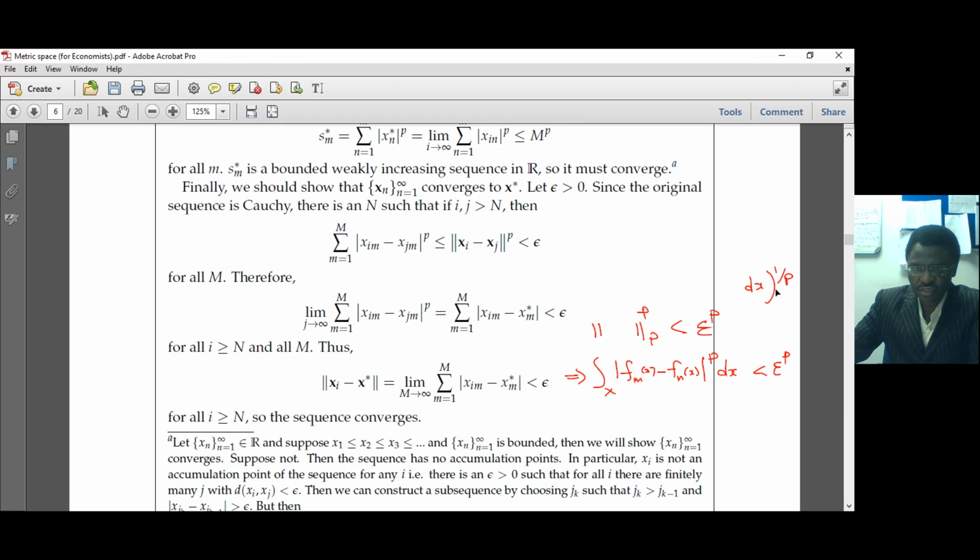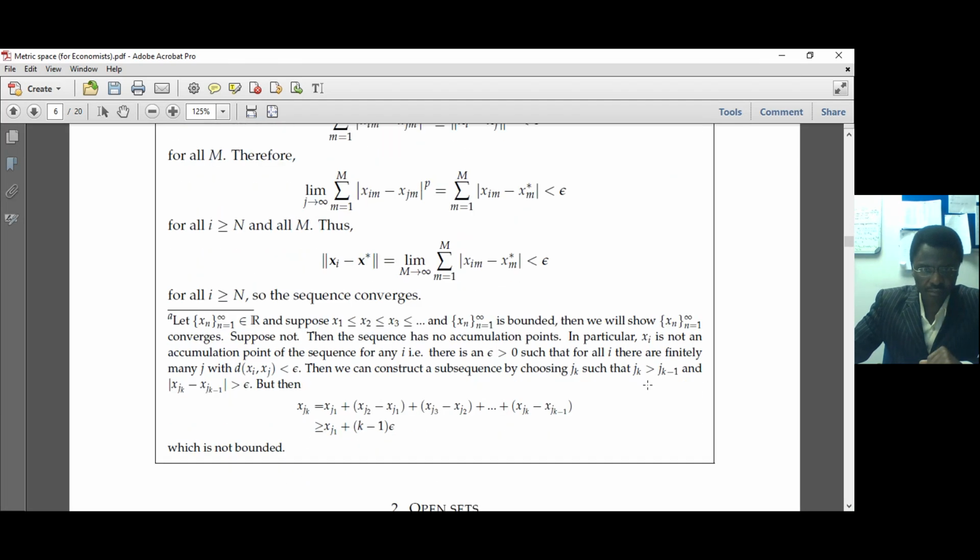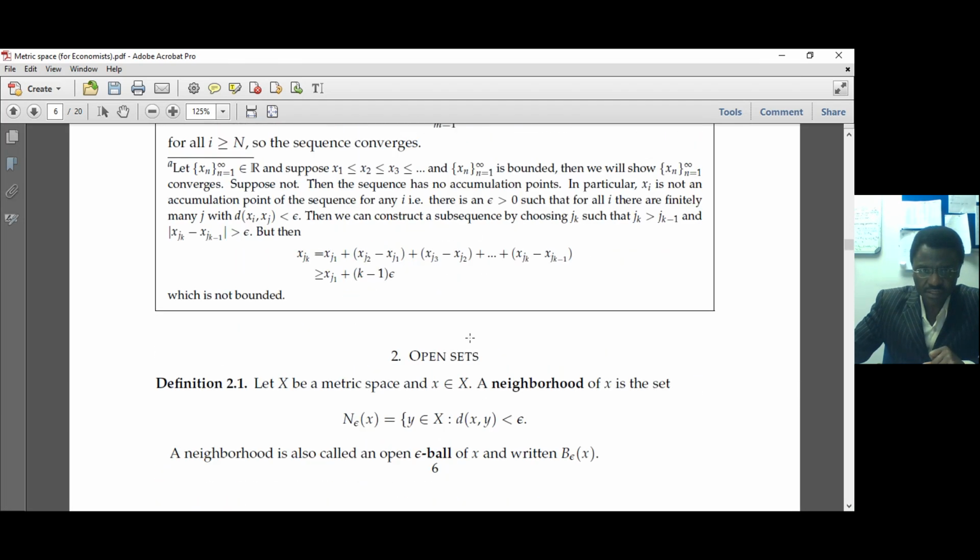For a continuous function, if you remember, we saw that you can still use this integral. But in that case, instead of having x here, you have a closed interval, right? We will do that. Okay, so now here is an open set.